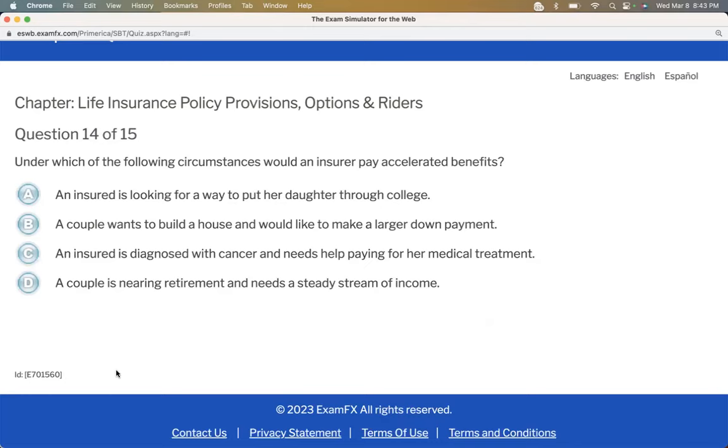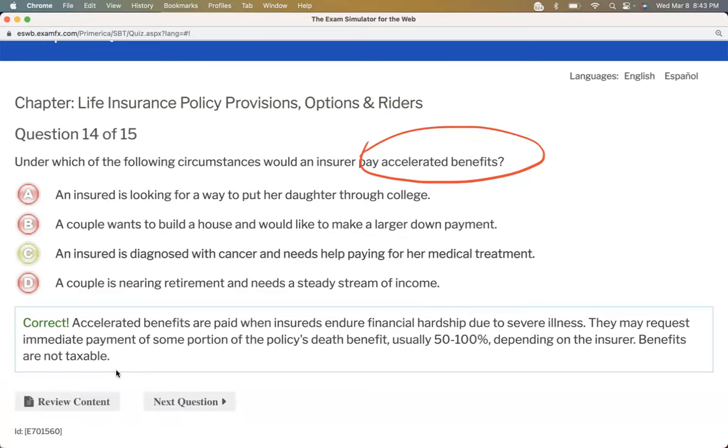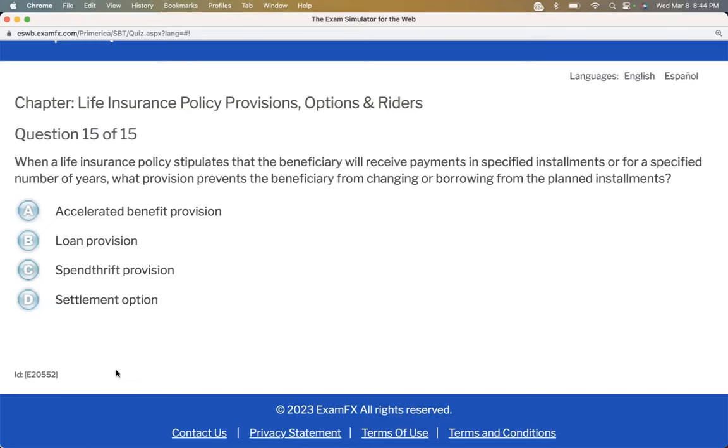Under which of the following circumstances would an insured be paid accelerated benefits? Remember, accelerated benefits. C, that's the answer. She needs money to pay for medical treatment and she's diagnosed with cancer. Not generally speaking, but basically it's trying to say that the client is terminally ill.